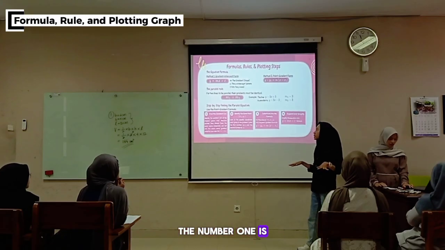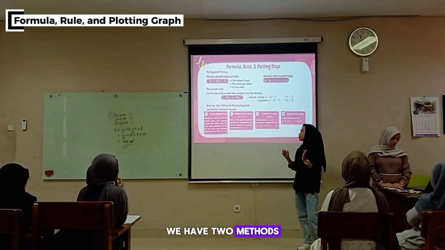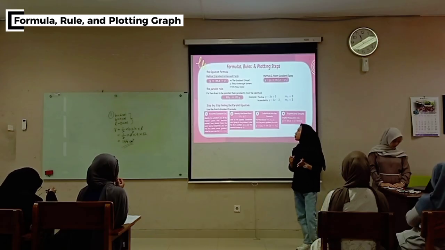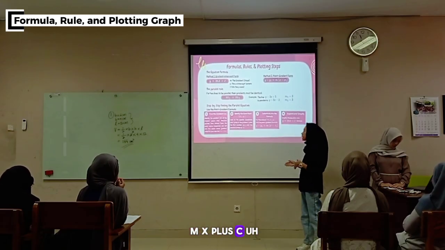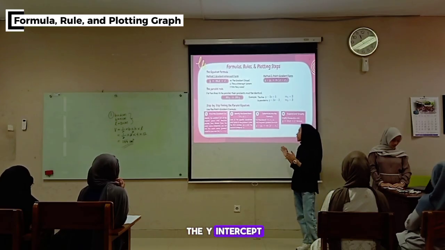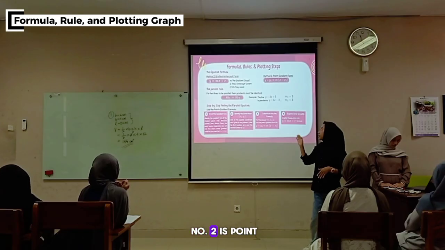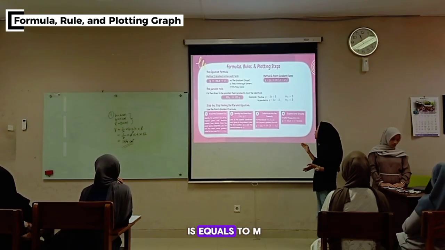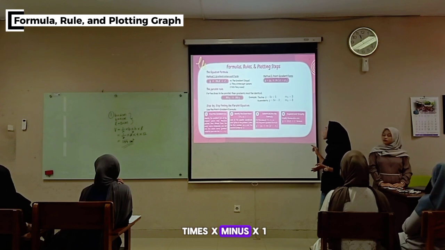The number 1 is the equation formula. We have two methods here. Method number 1 is gradient intercept form: y is equal to mx plus c, where m is the gradient or slope, and c is the y-intercept, or where it hits the y-axis. And then method number 2 is point gradient form: y minus y1 is equal to m times x minus x1.